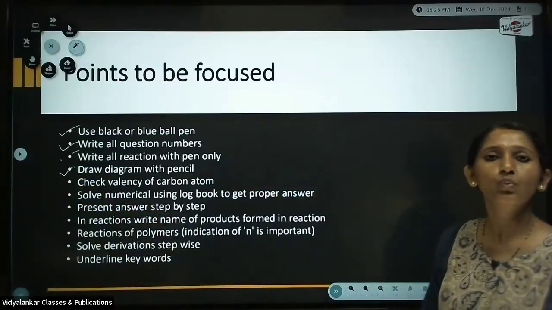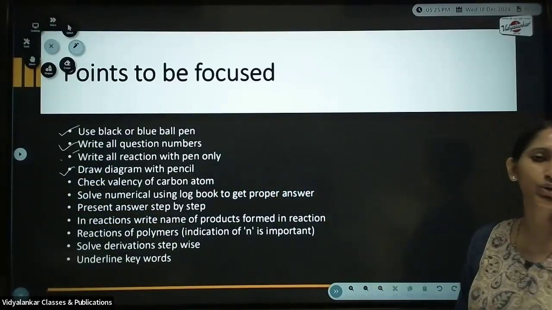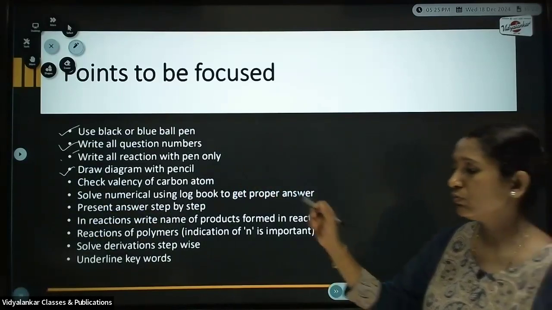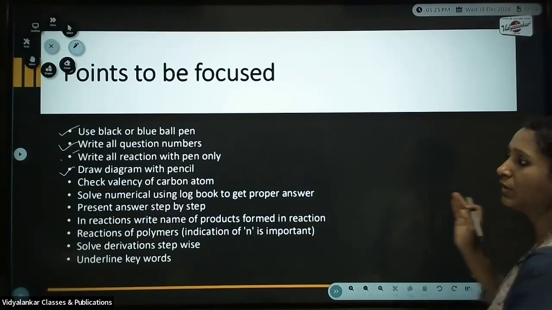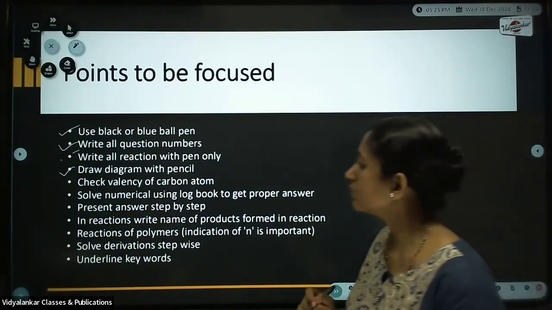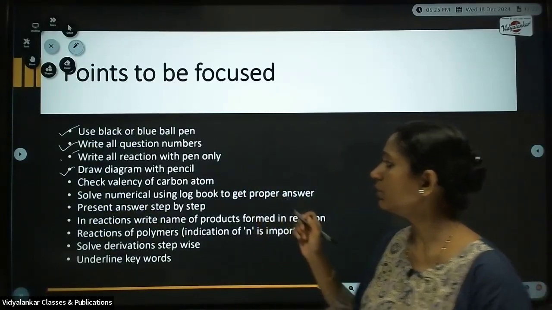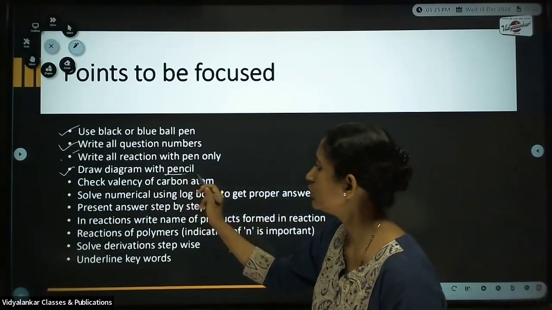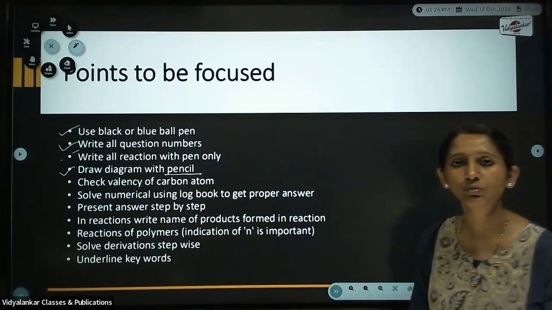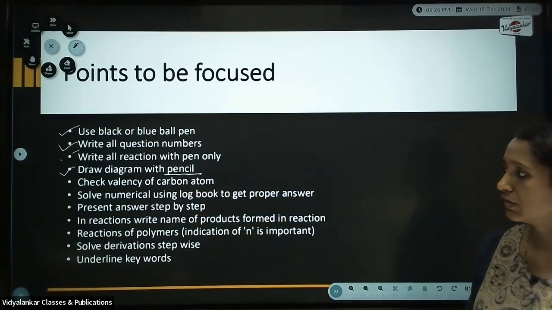Draw diagrams with pencil. Here, do not use pen. And when you draw the diagram, at least fill half of the page of your answer sheet and give naming properly. And strictly, as I said, use pencil, not pen, to draw any diagram.